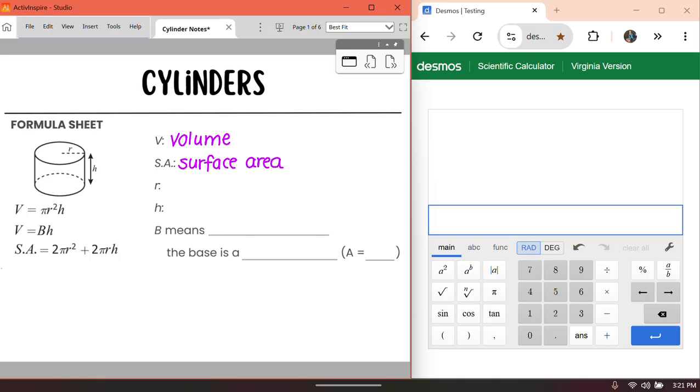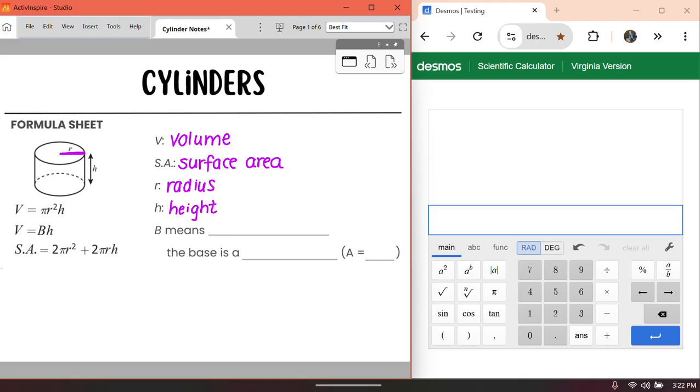If you are familiar with any of the other 3D or even two-dimensional shapes, you probably know the next two letters. On a circle, R means radius. And if you look on the picture from the formula sheet, they actually label the radius for you, just in case you forget. And then H pretty much always means height. I can't think of a time that it doesn't.